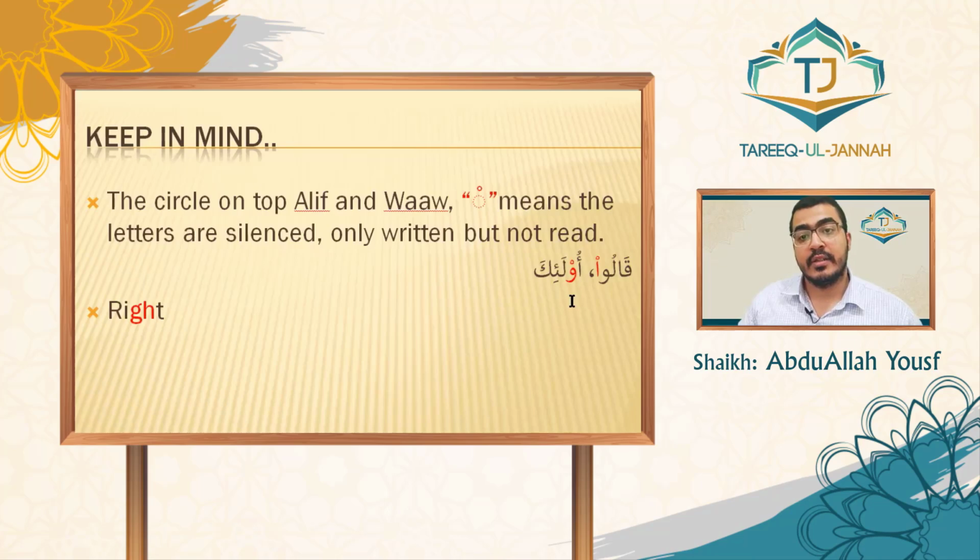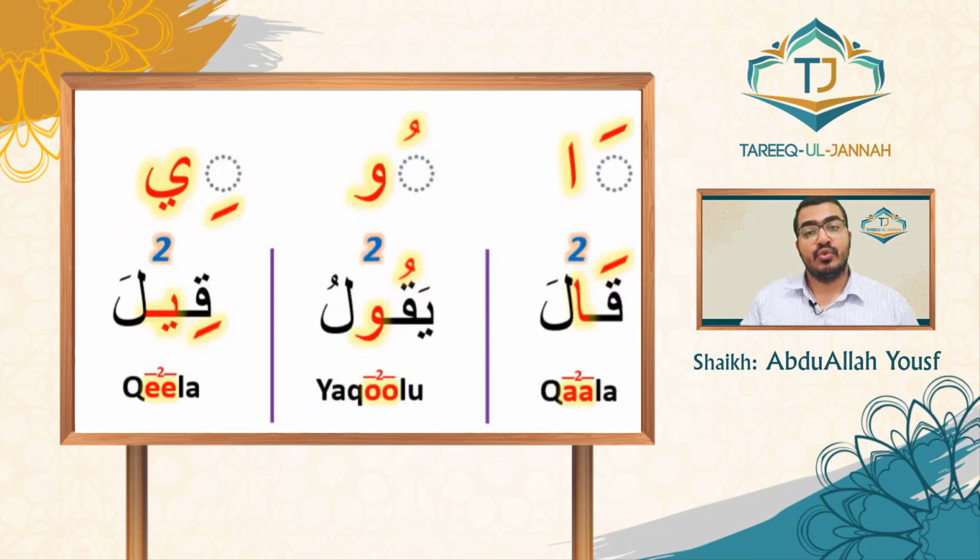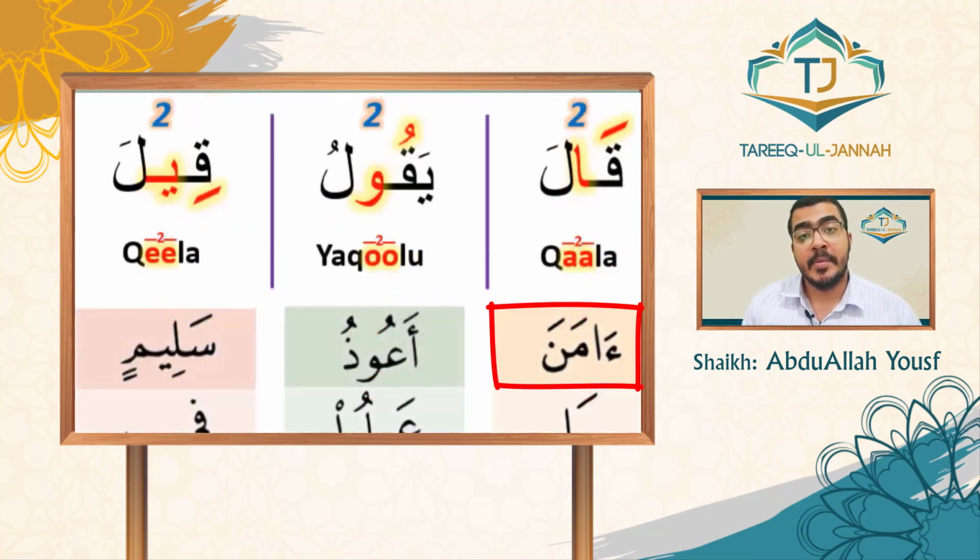This waw is not a waw mad letter, similar to the word right and so many other words that have silent letters. Now let's get to the examples. Qala, yaqulu, qila. In the 3 examples, there are 3 mad letters and the 3 are preceded by their matching sign. This is the word amana.